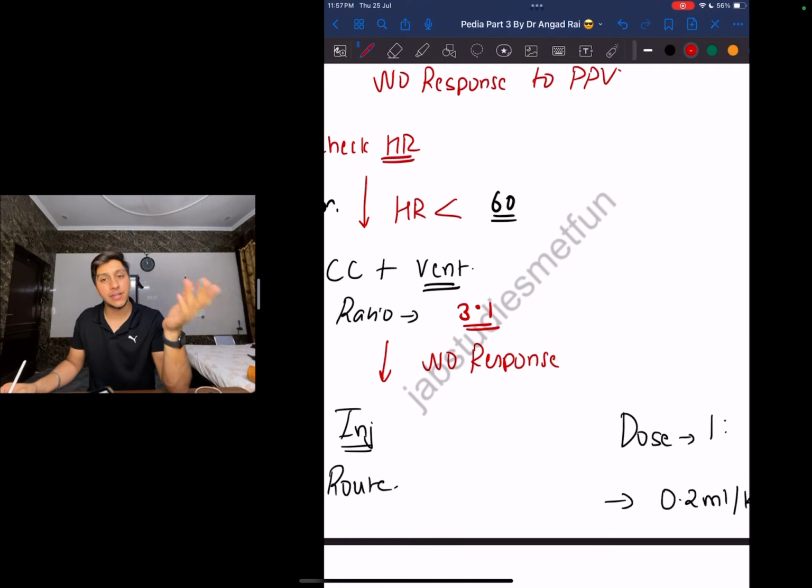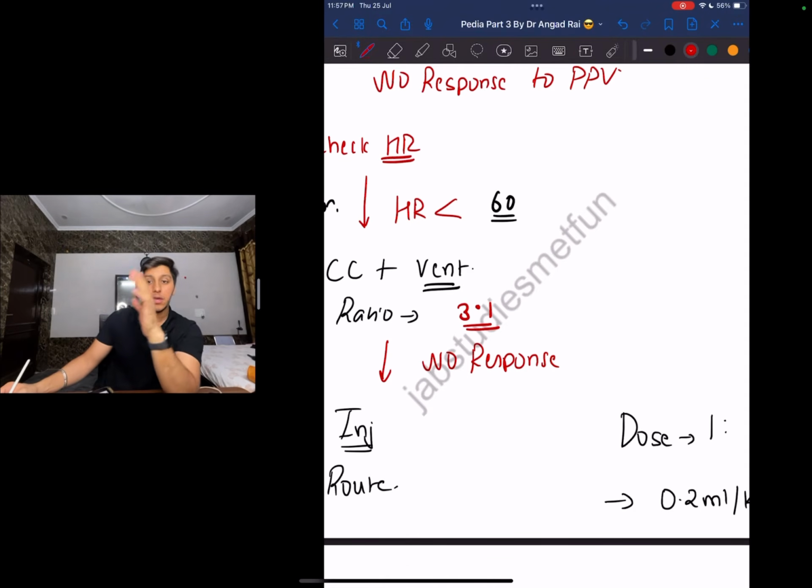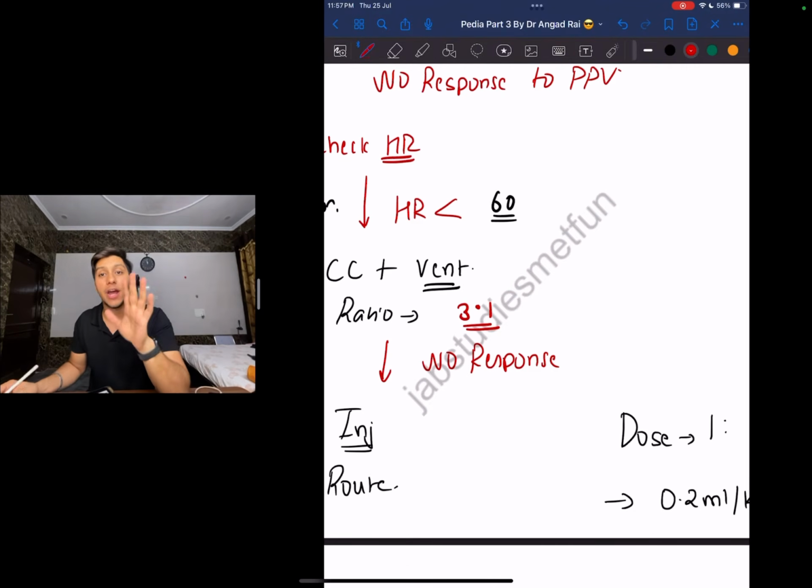So then if it is 30, it will be 90:30 like that, right? So 3:1 is the ratio of chest compression and ventilation. When are you going to do it? When the heart rate is less than 60. Now guys, how are you going to do chest compression? Usually you can do it with a single thumb, or you can use both thumbs over here like this, towards the chest.